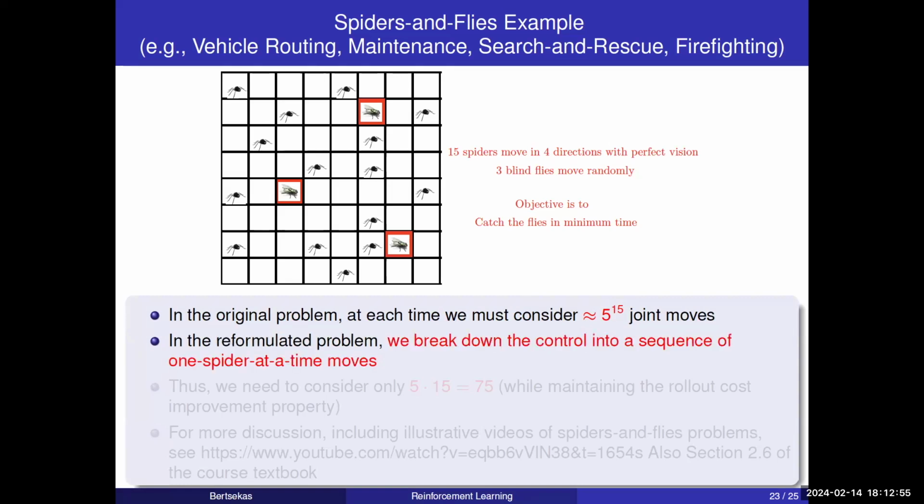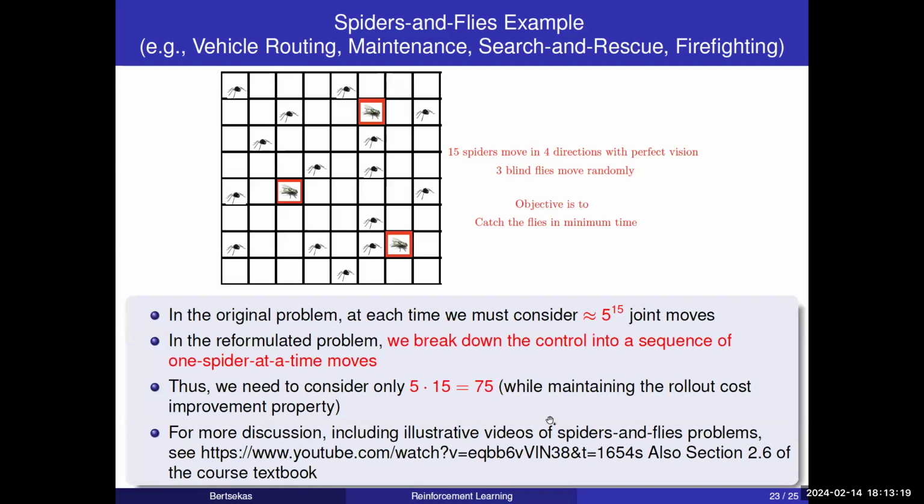In the reformulated problem, we break down the control into a sequence of spiders with these one-at-a-time calculations. And so we reduce the number of moves to 5 times 15 instead of 5 to the power 15, while still maintaining the cost improvement property. There's more discussion in your textbook in section 2.6 of spiders and flies. And there's some videos here.